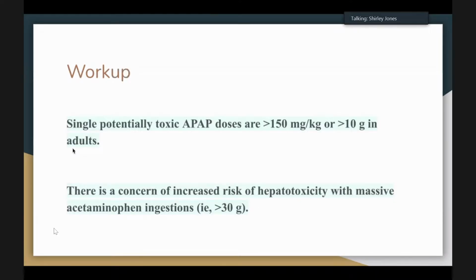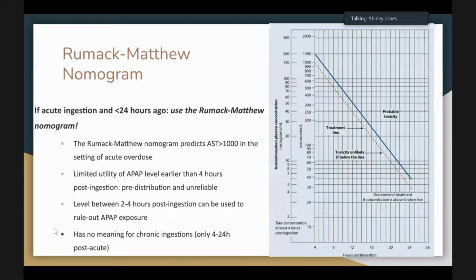When you're predicting toxic levels, if you ask the patient how much they took, the magic number is 150. So the potentially toxic dose is 150 mg per kg or 10 grams in adults. And there's a really increased risk of hepatotoxicity with massive Tylenol ingestions, which makes sense. But the magic number to remember with Tylenol is 150. So potentially toxic dose, 150 mg per kg. You'll see 150 also on this Rumack-Matthew nomogram.